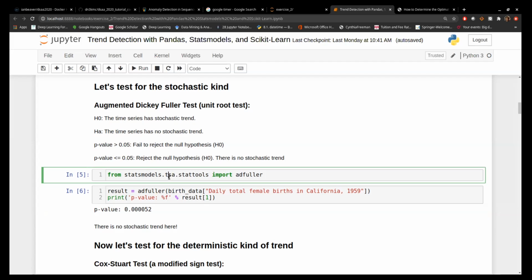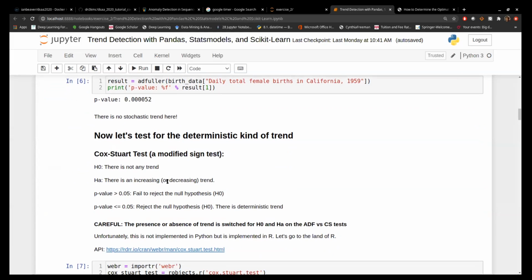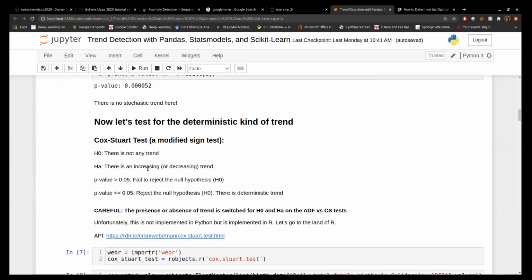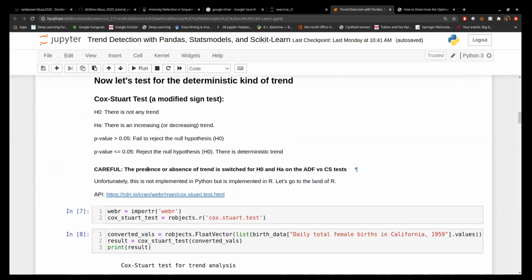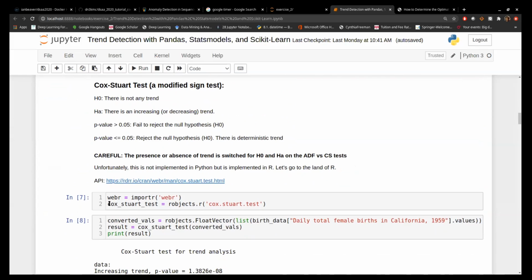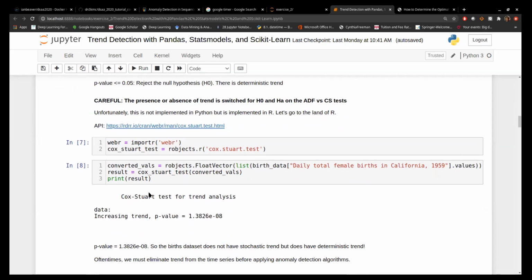We're going to test for this using the Cox-Stewart test. The null hypothesis here is that there is no deterministic trend, and the alternative is that there is. Be careful because the order of hypotheses is different from augmented Dickey-Fuller. Unfortunately, the Cox-Stewart test is not available in Python, but it is in R, and that's where I'm going to use rpy2. So I use the R library for statistical computing, and I run the Cox-Stewart test.